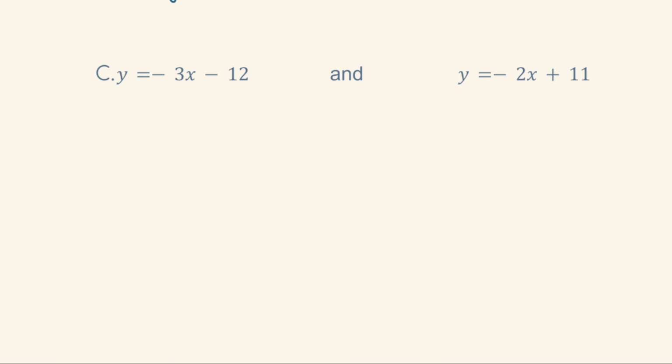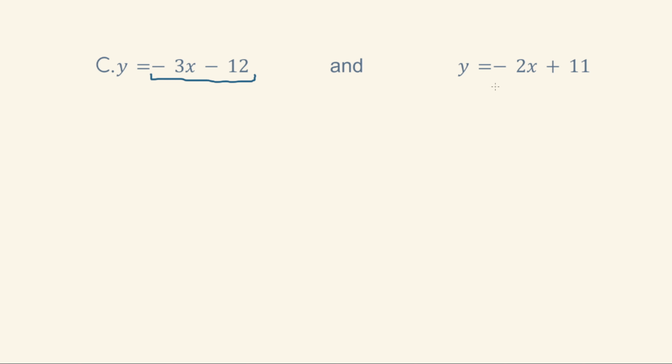Question C over here. So we have two equations. Both are written in functional form. So we can use the comparison method here. Okay, so let's just make the right side of this equation equal to the right side here. So we got minus 3x minus 12 is equal to minus 2x plus 11. Let's bring all of our x's to the left and all of the constants, or these numbers here, to the right. Okay, so we have minus 3x plus 2x is equal to 11 plus 12.